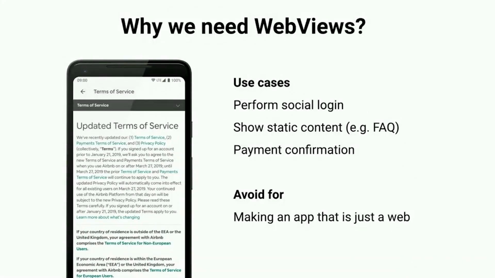How do we use them? In general, we use them to display something that already exists, so we don't have to implement it again. That can be when you need to go to a third-party website to sign in or do a payment, let's say. Or you want to show some static content, like the FAQ, the frequently asked questions, because normally for the FAQ you don't have an API to get this data and display it, so we basically just show what the website has.